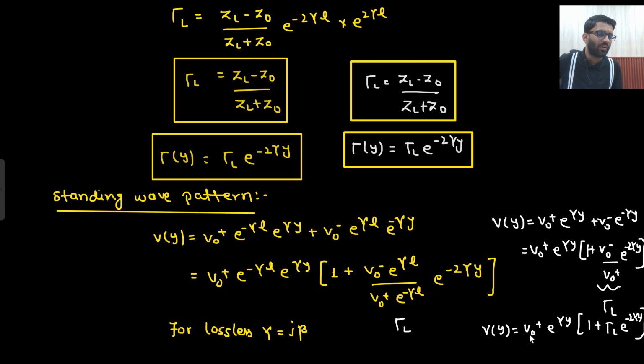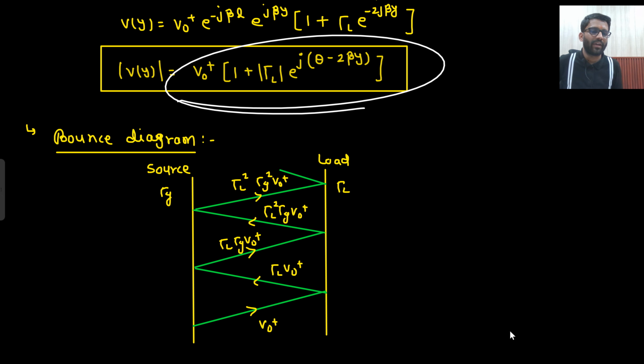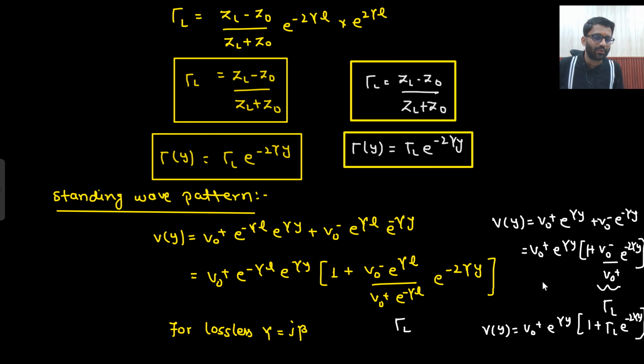Here also I would have got V0 plus into 1 plus gamma L e to the power minus 2 gamma y. So it's the same analysis we used to do, and the same equation we would be getting, if you remember the analysis. In our analysis we were getting the same equation. This is what we used to do. First we used to write down Vy, then we used to take this as common, then 1 plus gamma L e to the power minus 2 gamma y.